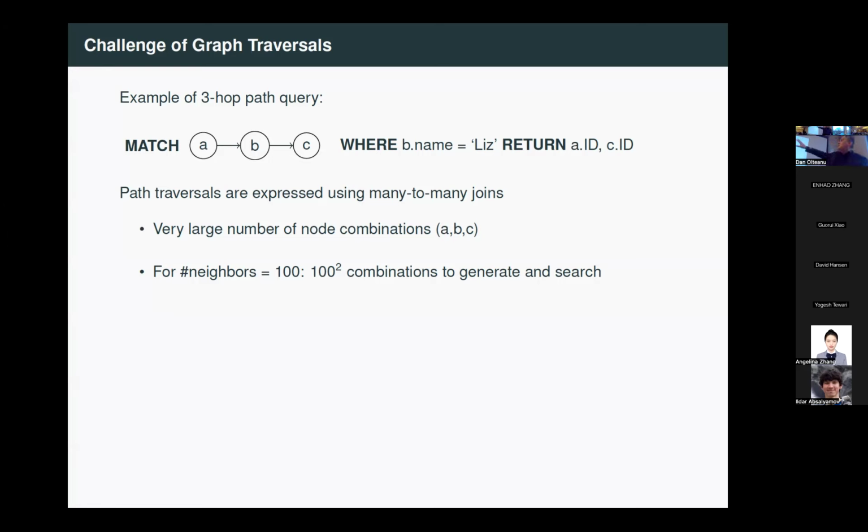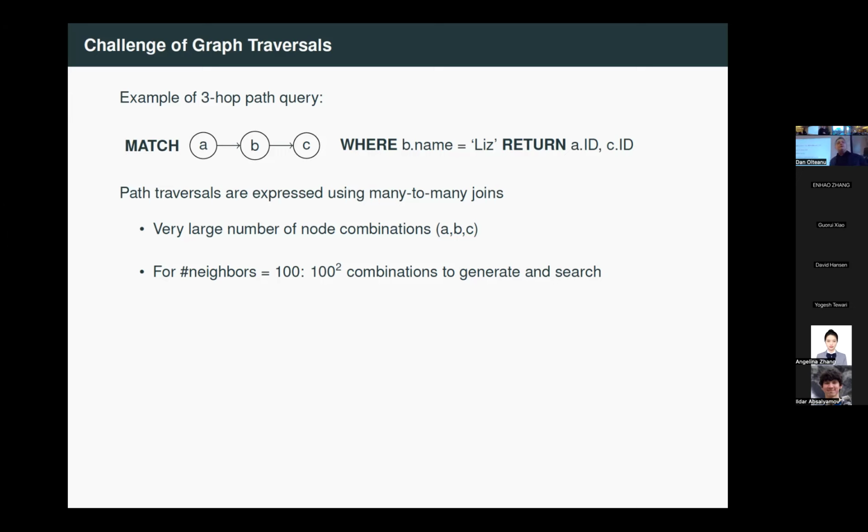So imagine this query. This is a query written for graph data. In graph data, you specify a pattern to match for paths in graphs, right? This is basically saying, I want 3 nodes A, B, and C that are connected like this, where B should have the name Liz, and I want to return the ID of the first and the last. So I want to return such pairs in such cases.